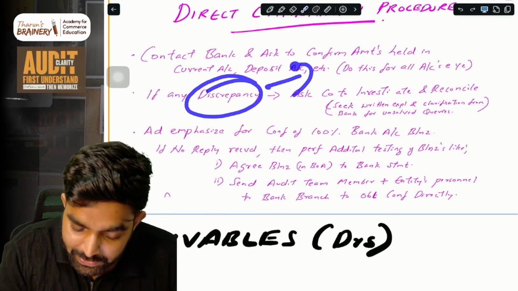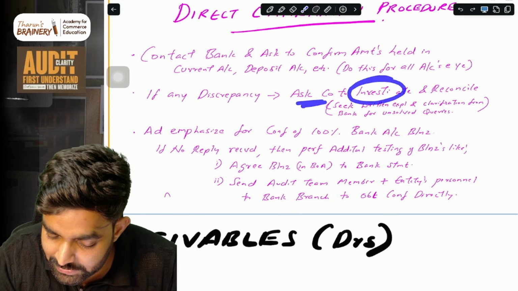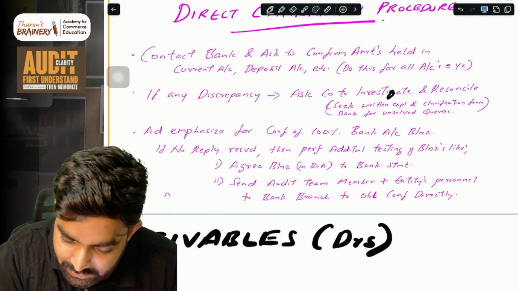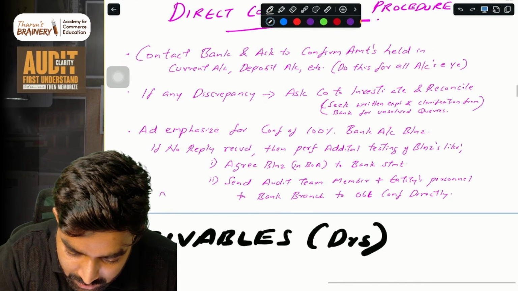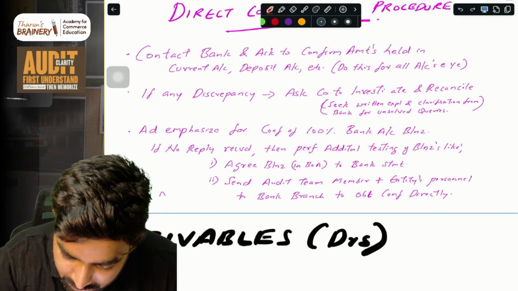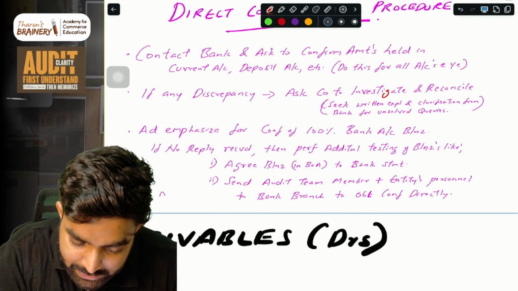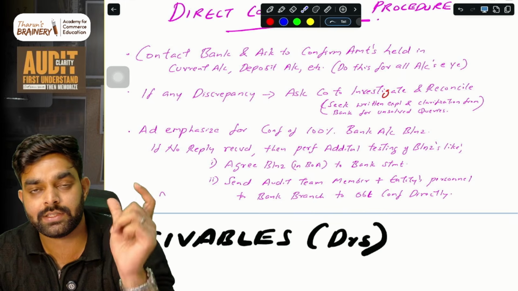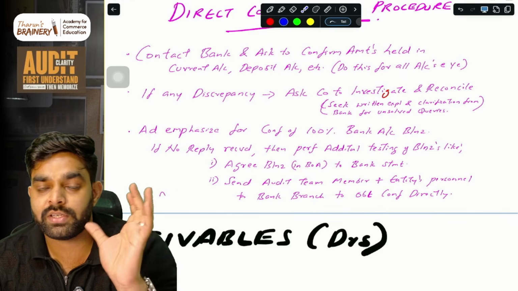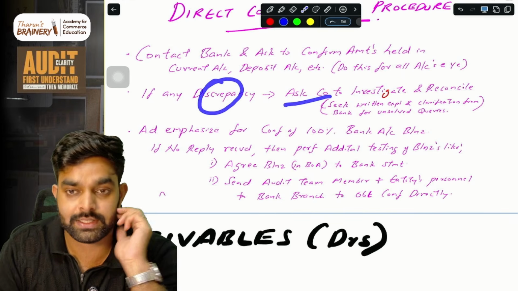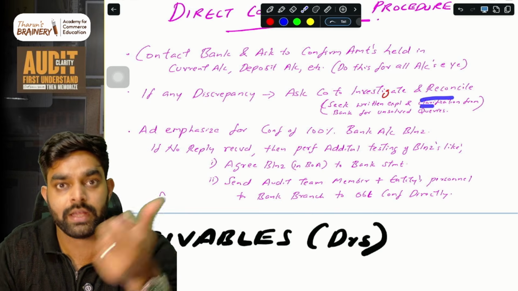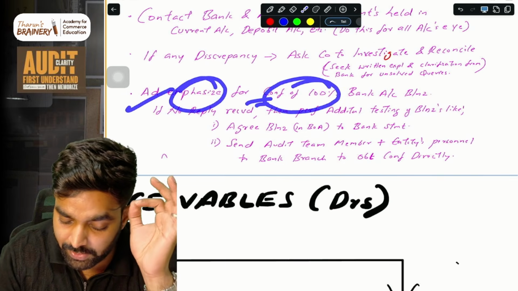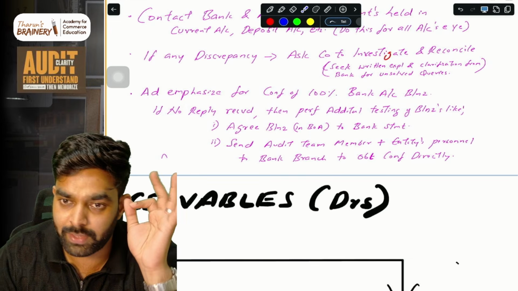If there is any discrepancy in this, ask the company to investigate it and reconcile it. That is, if there is any difference, for example the company balance sheet says 10,000 and the bank confirmation says 9,000, ask the company why, investigate it, give me a proper reconciliation and change the balance. Then the auditor should emphasize confirmation of 100% of bank account balances. He needs confirmation of all the bank account balances.